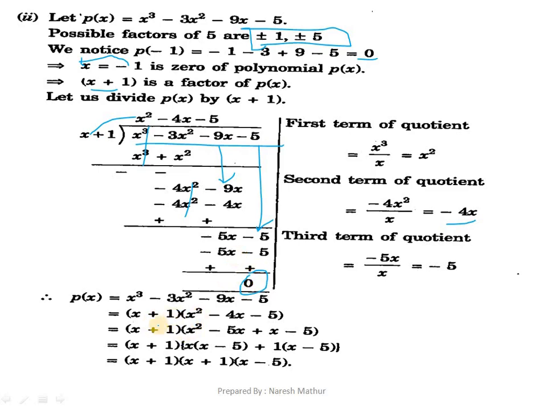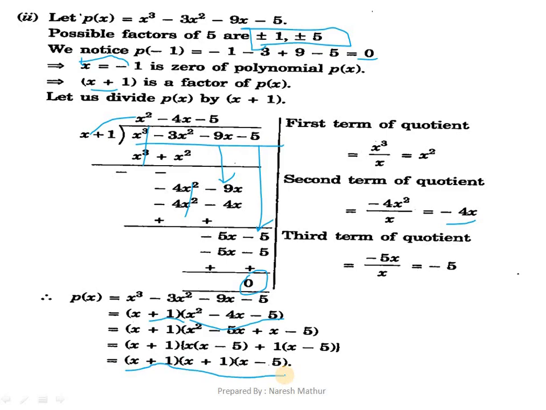So here we have x plus 1 and x square minus 4x minus 5, that is your quotient, as a factor. Now just solve it with the middle term split. So we'll split it into minus 5x plus x and solve it. So at the end we'll get the required factors.